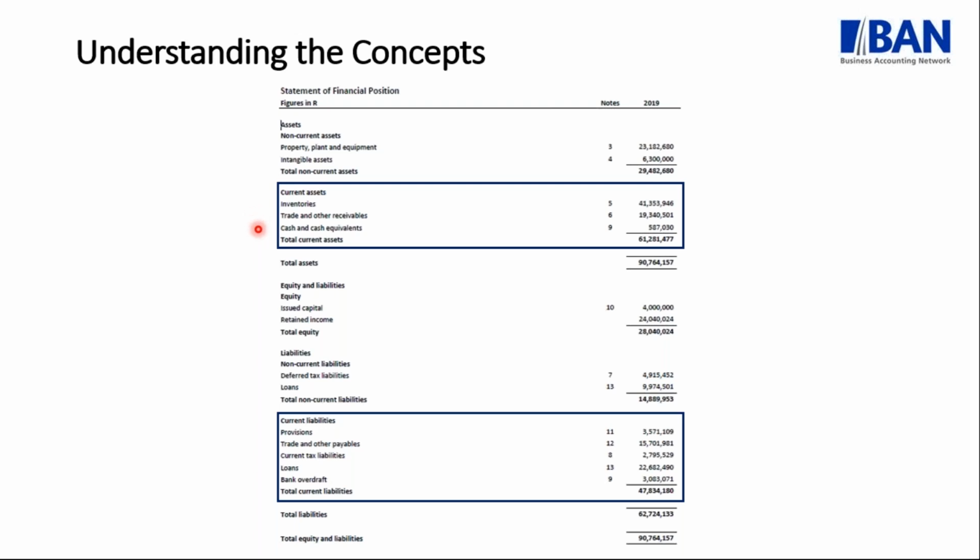But usually you can see that you start off with your very liquid assets at the bottom, your cash. And then it moves up to slightly less liquid assets, your debtors, your trade receivables. These are considered fairly liquid because a sale has already been made. That amount of money or cash is due to you.